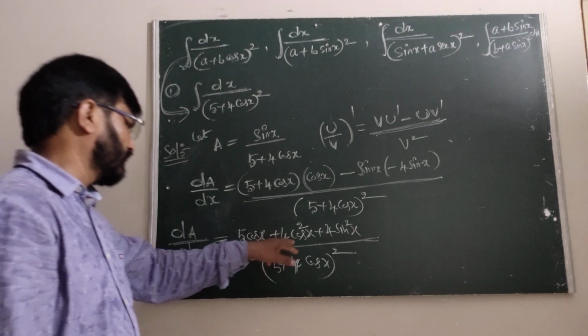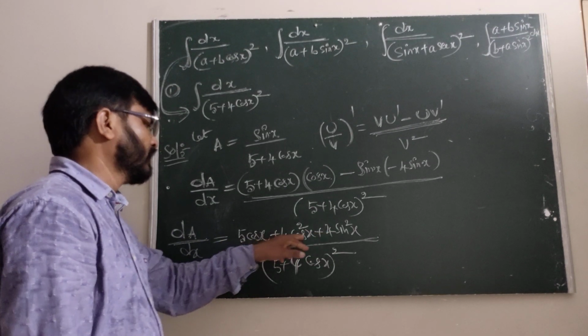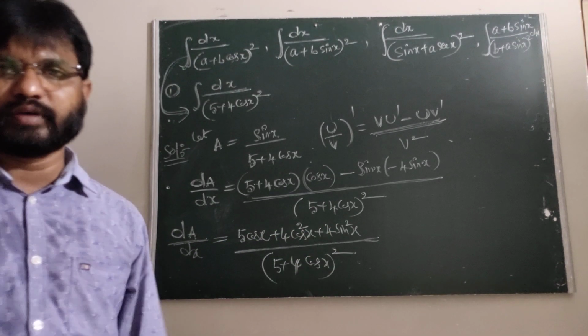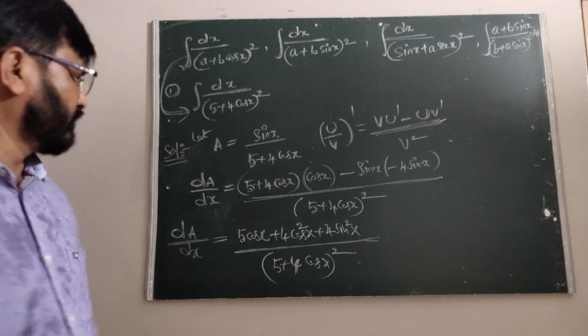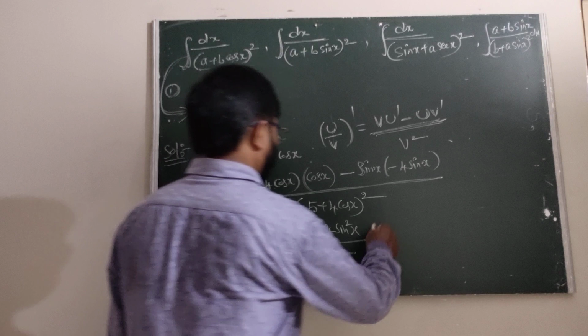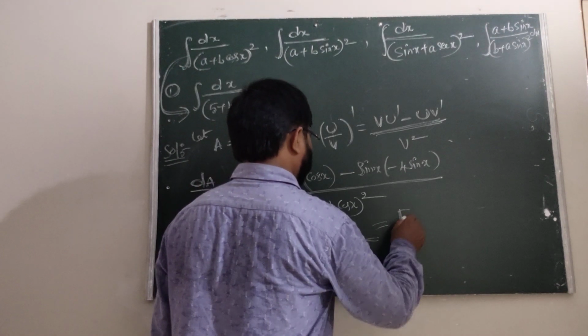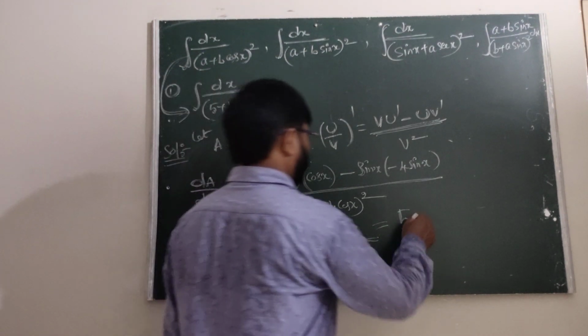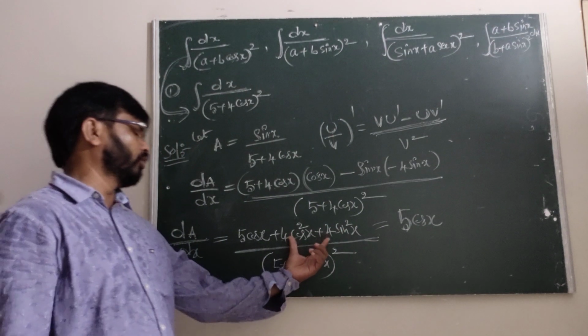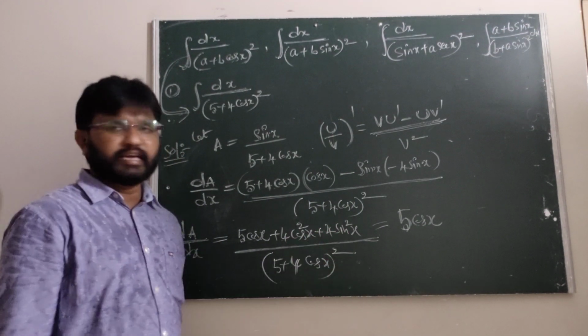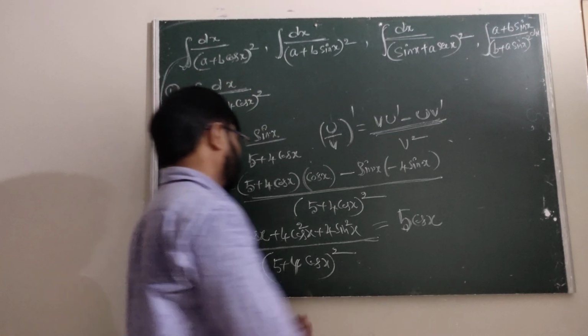Now we take the common factor here: cos square x plus sin square x equals 1. Therefore the remaining is 5 cos x. Now we take the common factor 4, then the remaining is sin square x plus cos square x, which is 1.